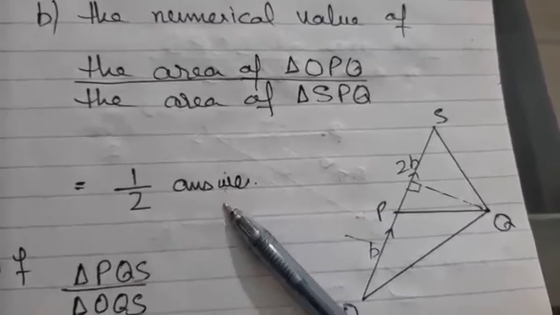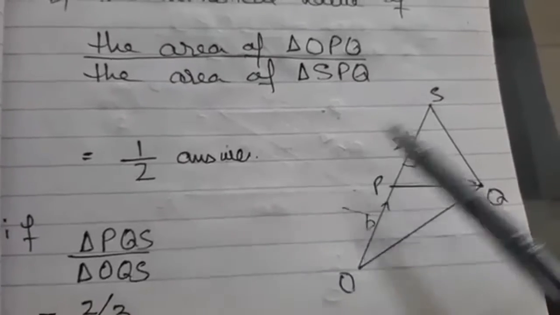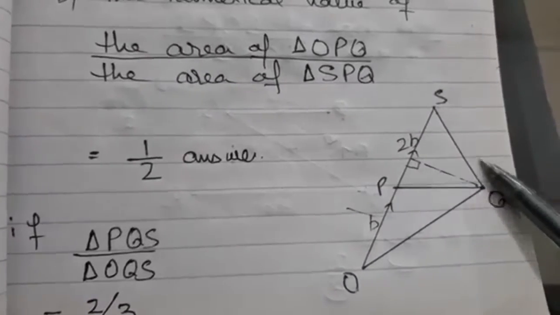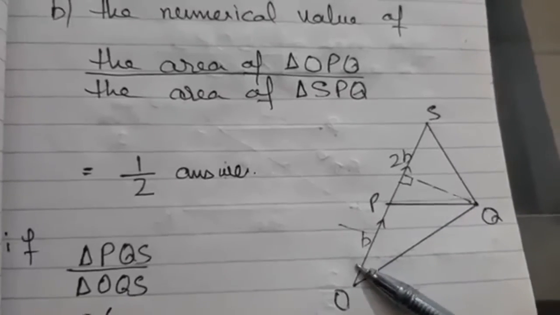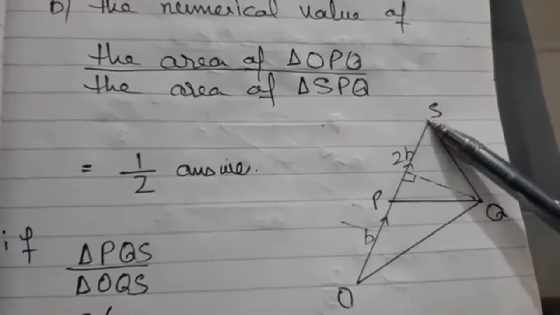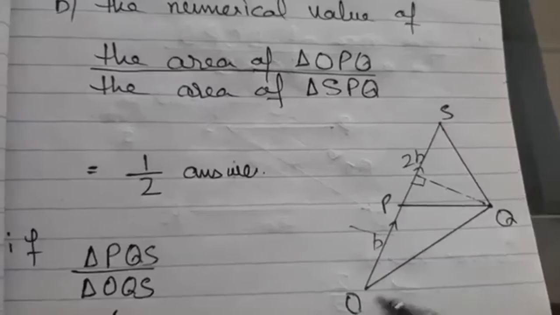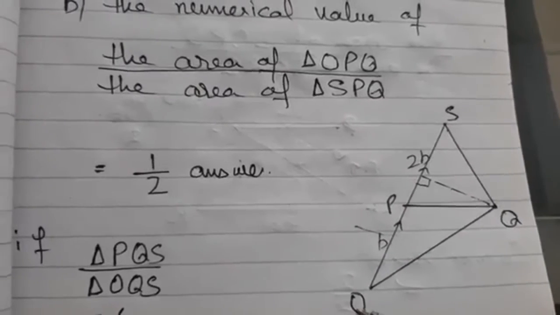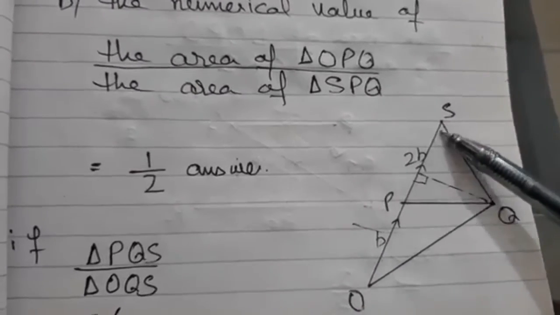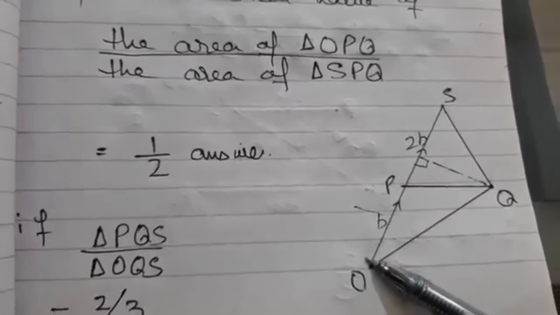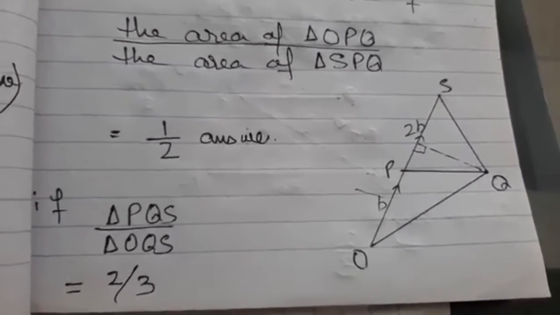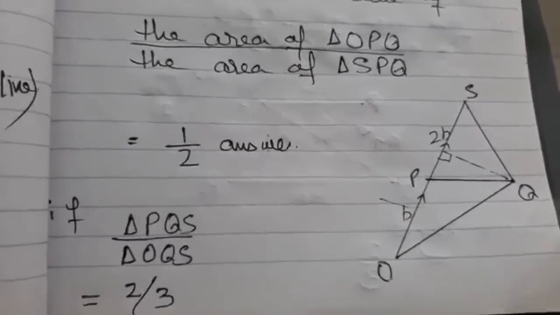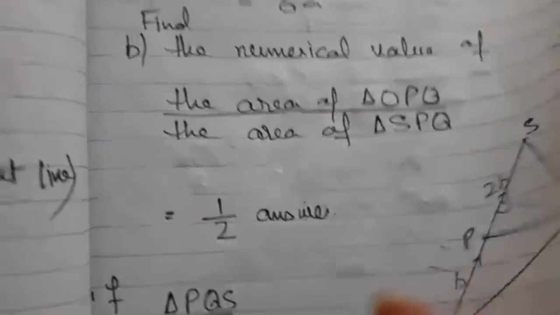Fine. Now if the question says PQS, it means this one with this OQS, the biggest one. So before I show you the answer, can you tell me what is the ratio of PQS with OQS? Yes, you are right. It is 2 over 3 because height will be again common. Okay, so let's see the other part of the question.